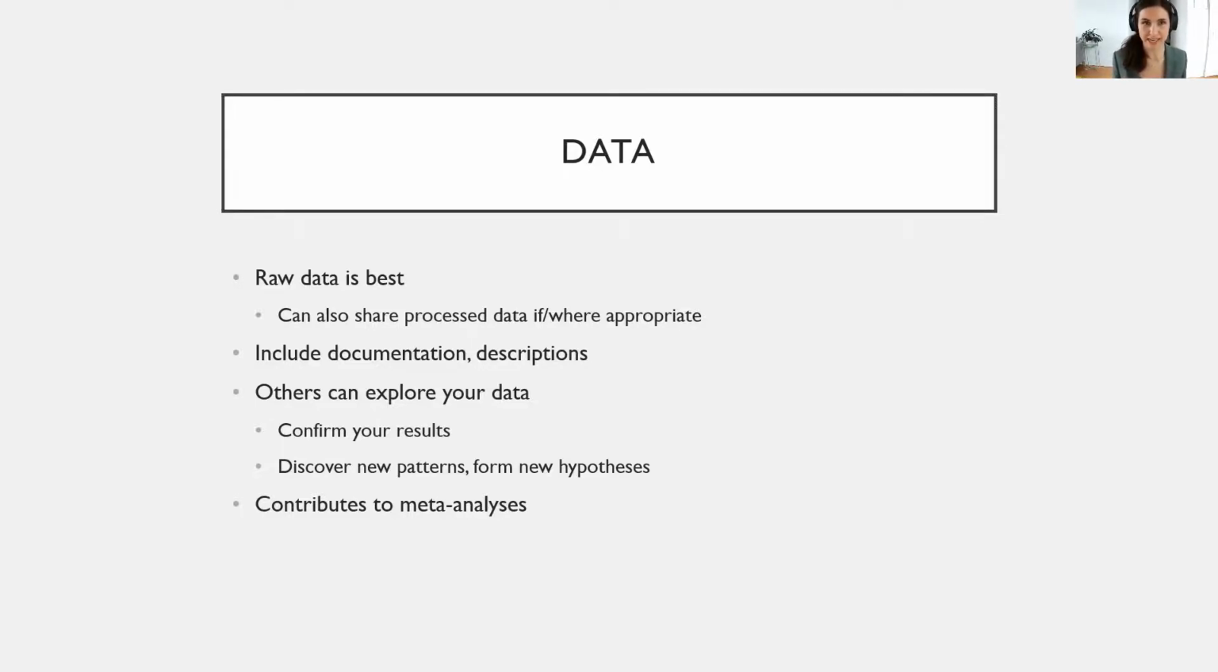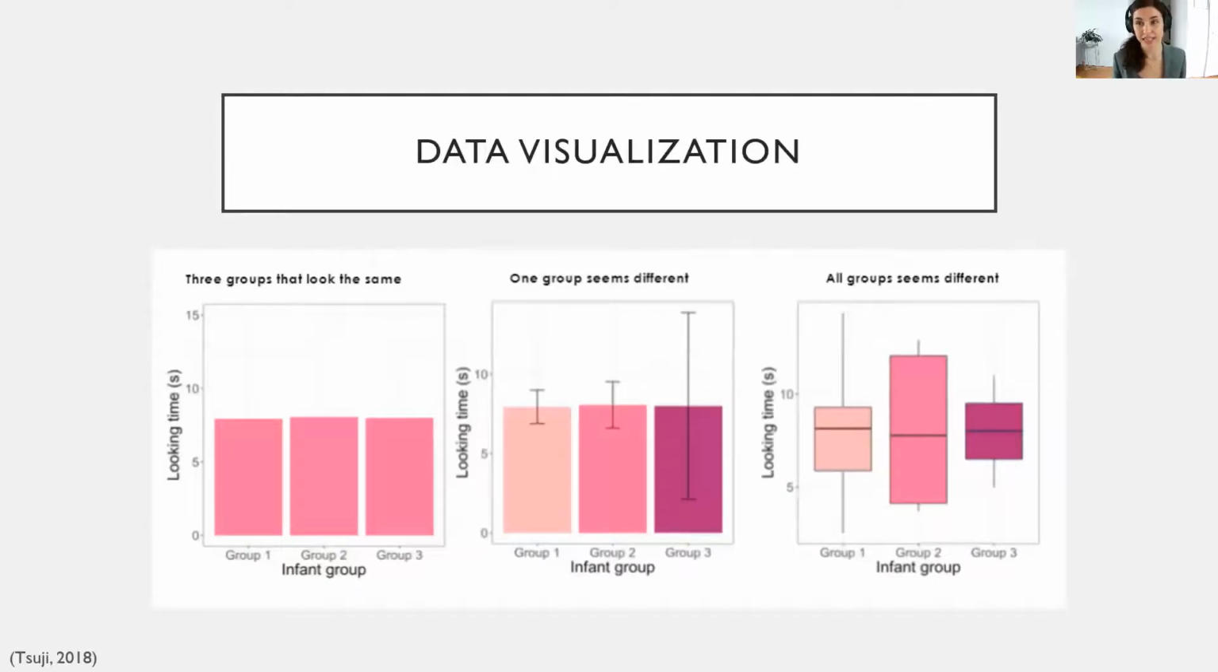Part of sharing data is your data visualizations. So this may be something that not a lot of people think about, but I've been spending a lot of time thinking about this in the last year or so, and it's actually very interesting. So a lot of people will just use bar graphs like this. So when you have a bar graph like this, every single group looks exactly the same. It doesn't look like there are any differences between the groups in looking time, which is the dependent variable.